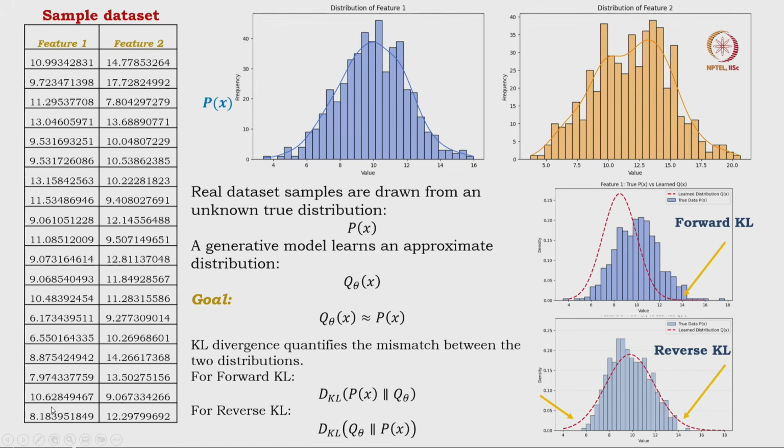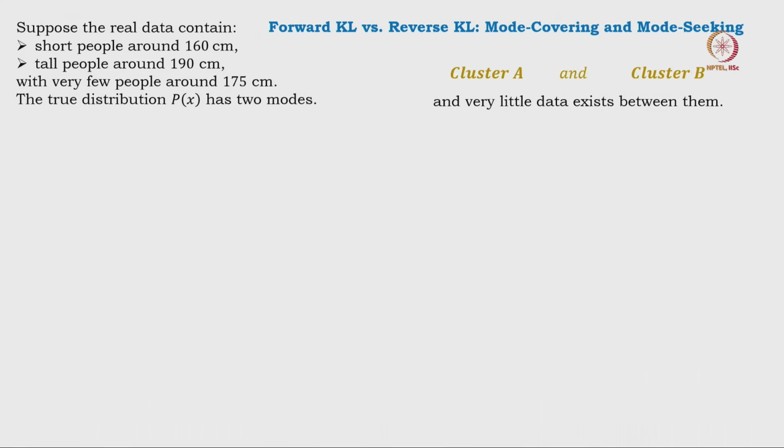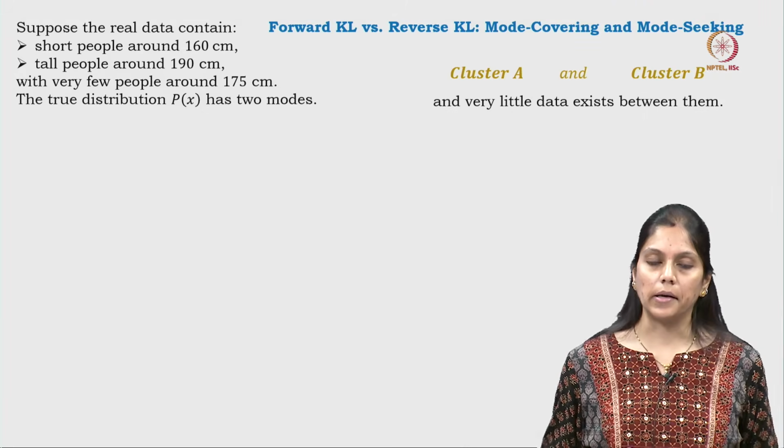You will look at these two diagrams here. The original is blue and the learned is red. Here the learned model has failed to capture the data. Which data has it failed to capture? Where P has a value but Q does not have a value. Measuring this is forward KL. In the second scenario, Q has captured extra data where P is not there at all. This is also wrong. So this is all about forward and reverse. Let us take one example and then understand this.